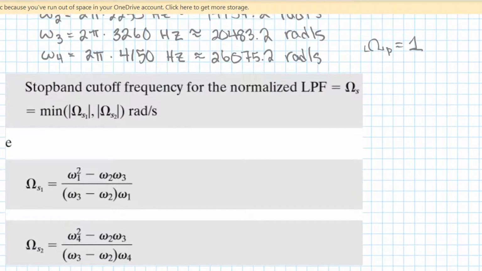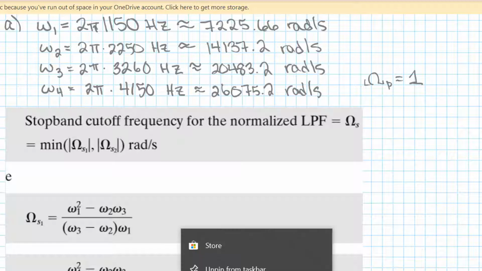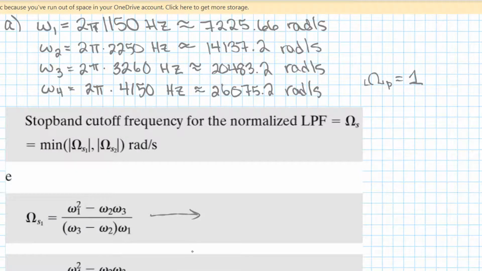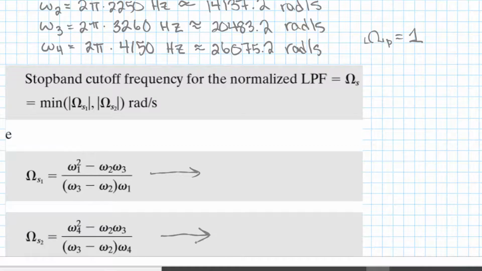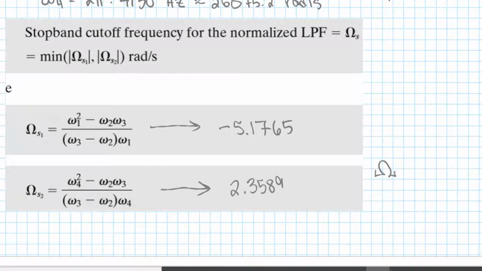Okay, so this is all just stuff you can do on your calculator, because now we've just calculated omega 1 through omega 4. So just do these on your calculator and see what you get. Okay, so these are the values I got, and then omega S is the smaller. You take the absolute value of each of those, and then omega S is the minimum of those two. So omega S would just be the 2.3589.